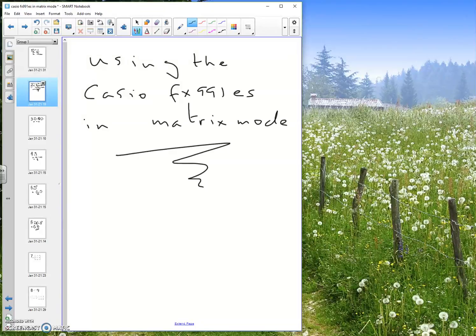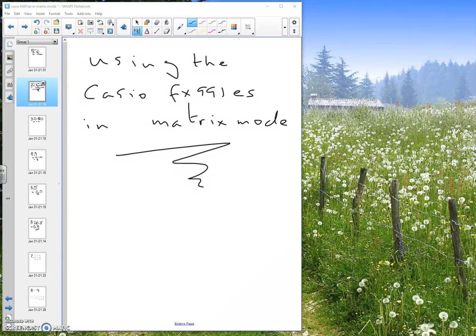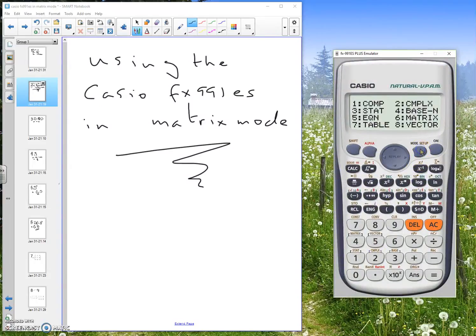This recording is about using the Casio fx991es calculator in matrix mode. This calculator has advantages over the 85 which students often come to college and university with. On the 85, if you look under the mode button, you will see you have 4 modes, whereas on the Casio 991es under the mode button you have 8 modes. These modes are particularly useful for undergraduate use.